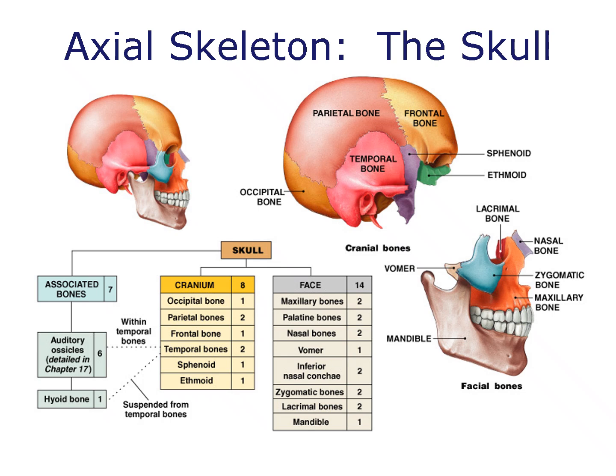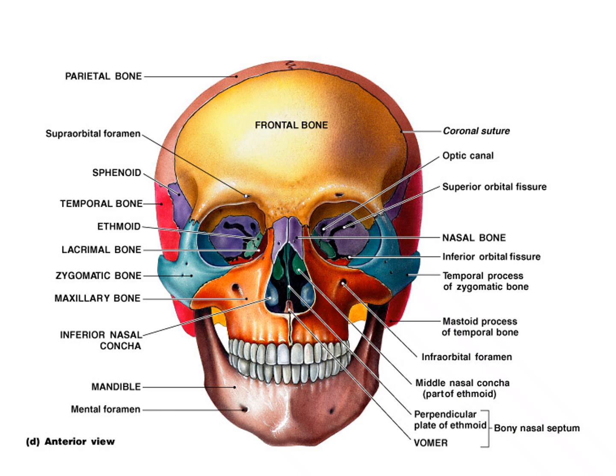There are 14 facial bones: 2 maxillary, 2 palatine, 2 nasal, 2 inferior conchae, 2 zygomatic, 2 lacrimal, 1 mandible, and 1 vomer. Other bones that are associated with the skull include the auditory ossicles and the hyoid bone. The auditory ossicles are found within the temporal bone, and the hyoid bone is connected to the skull by muscles. The following slides show different views of the skull.